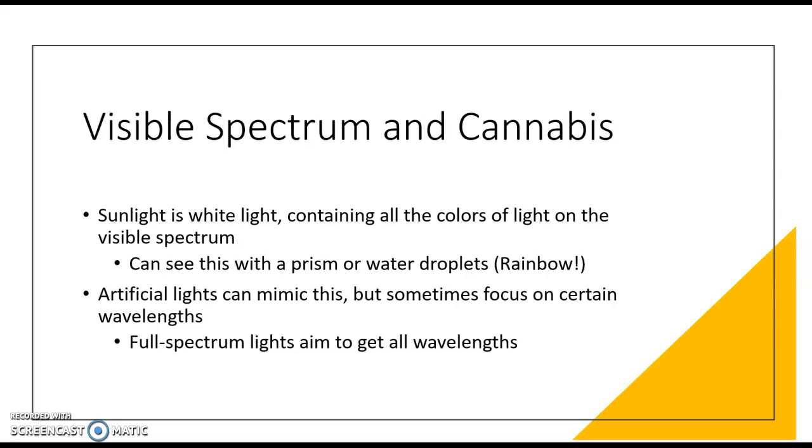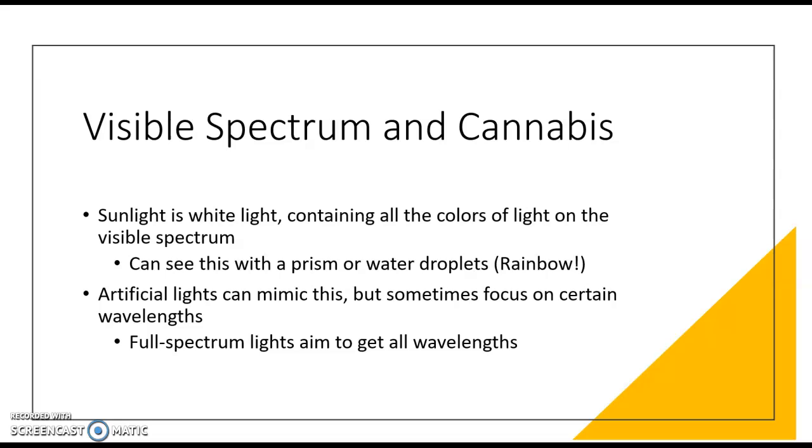So visible spectrum and cannabis. Sunlight, as we saw before, is white light. That means that it contains all the colors of light, everything in the visible spectrum. Roy G. Biv: red, orange, yellow, green, blue, indigo, and violet. That's all coming at us from the sun. And you can see this with a prism. If you hold a prism up to a white light or the sunlight, or water droplets in the sky can act as a prism, and you see the rainbow of light. I often tell my students that we are surrounded by a rainbow of light all the time. We just can't really see it.